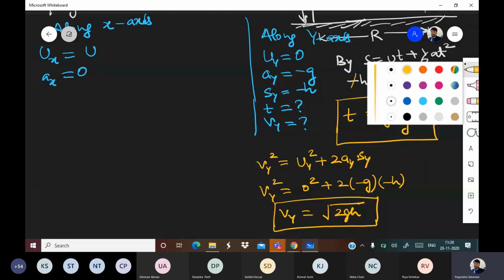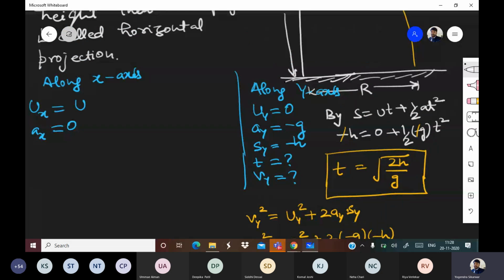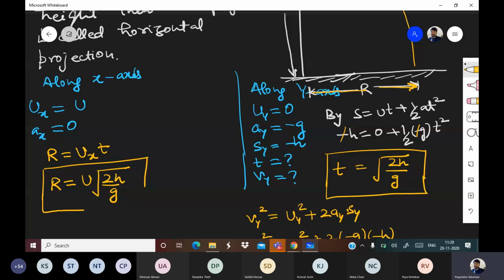Now along the x-axis, pay attention. During the time the object is in air, it is traveling the distance r. So r will be nothing but ux into t. So r will be nothing but ux is u and t is how much? Under the root of 2h by g. So that will be your value of r.